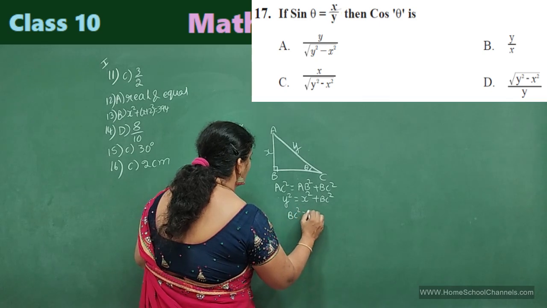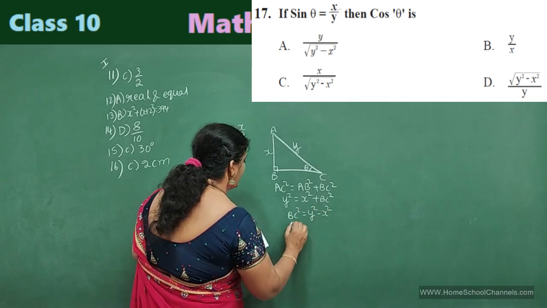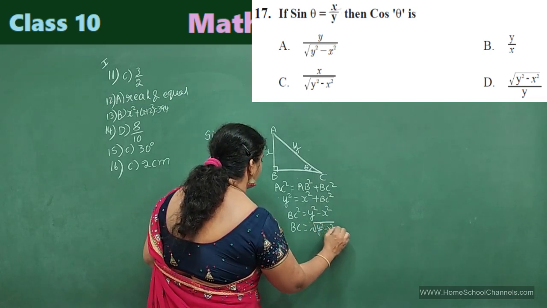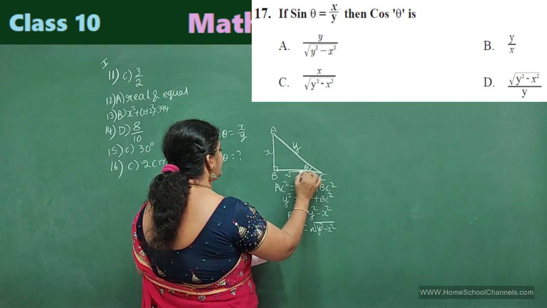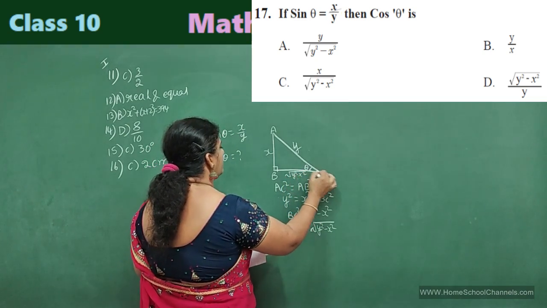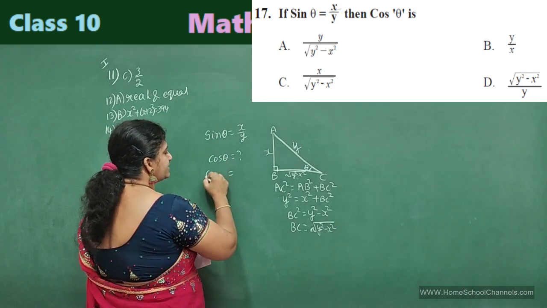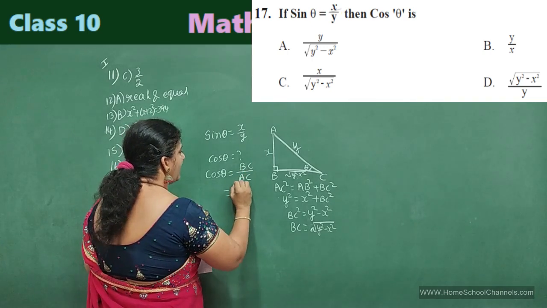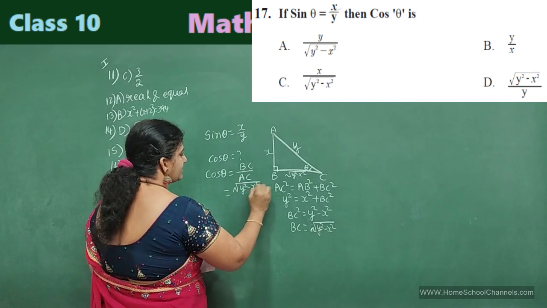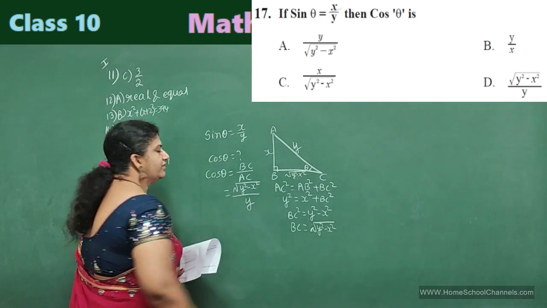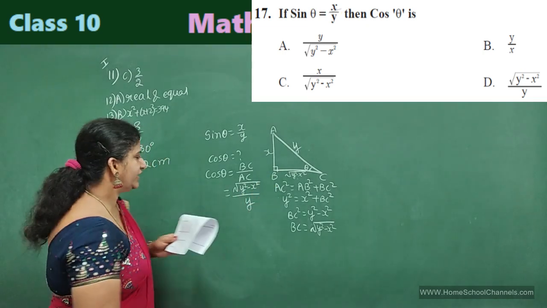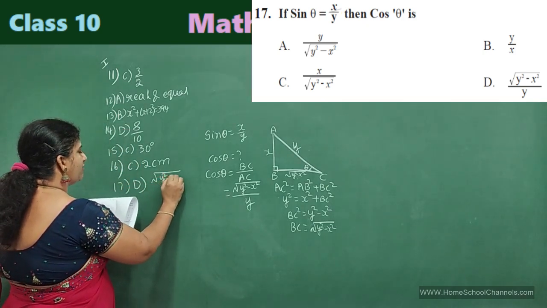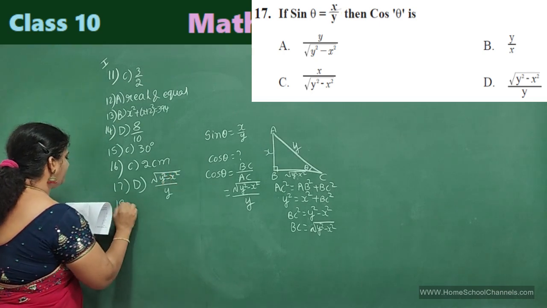Then BC square is equal to y square minus x square. Remove the square, apply on the other side, square root of y square minus x square. So BC length is square root of y square minus x square. Now find cos theta. Cos theta is equal to adjacent by hypotenuse. Adjacent value is root of y square minus x square, by AC value which is y. This is your cos theta. Check the option. Option D, square root of y square minus x square by y.